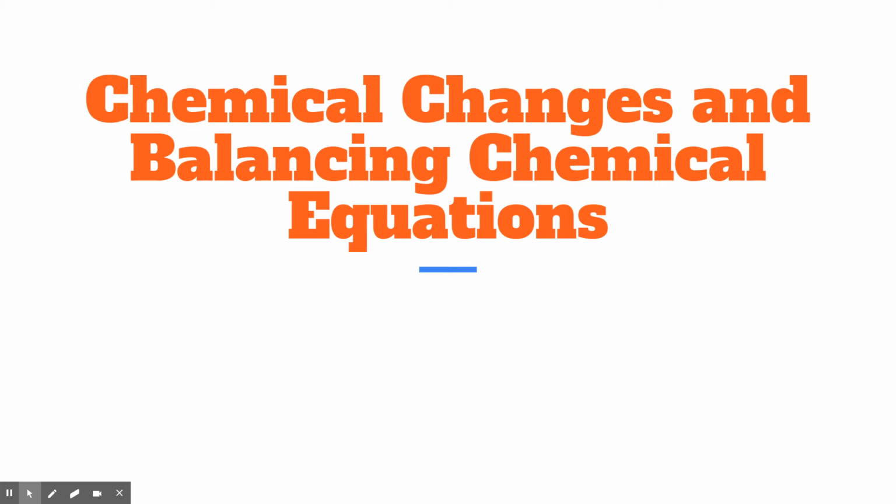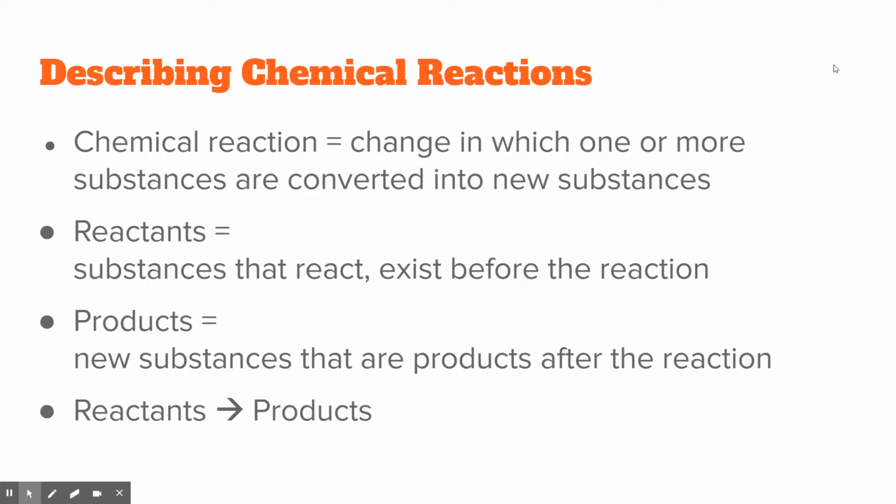Today we're going to talk about chemical changes and balancing chemical equations. To get started today, there are a bunch of definitions. So, our first is what is a chemical reaction? A chemical reaction is a change in which one or more substances are converted into new substances.